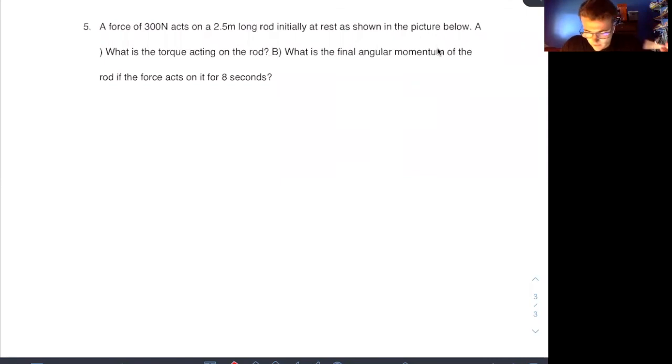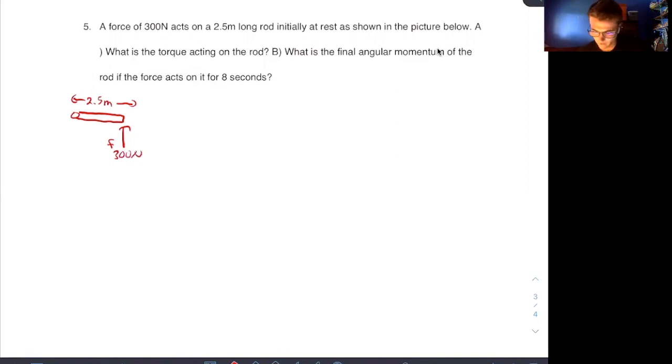All right, so number 5. A force of 300 newtons is acting on a 2.5 meter long rod initially at rest, as shown in the picture below. So A, what is the torque acting on the rod? And then B, what is the angular momentum of the rod as the force acts on it for 8 seconds? So let's draw what's going on. 2.5 meter long rod. The force acting up on this rod, and the force is 300 newtons.